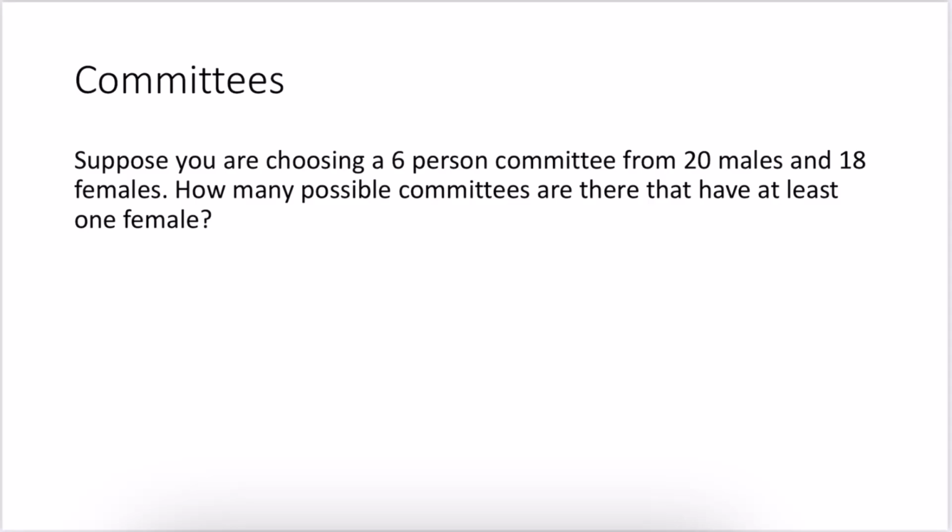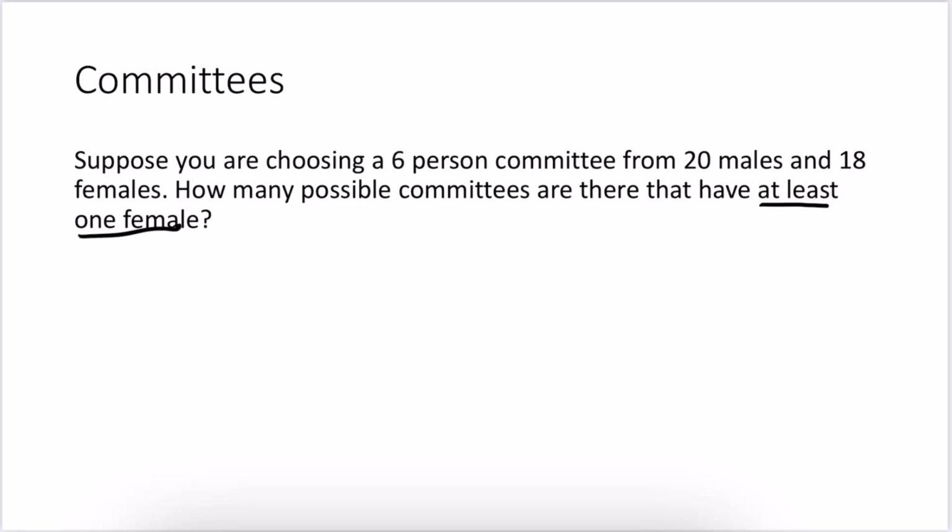Because on the last one we did, we were counting the number of ways you could choose exactly 2 team members from each grade level. And in this case, we're choosing at least 1 female. So in this situation, we are choosing a 6-person committee from 20 males and 18 females. And we're looking at how many possible committees there are that have at least 1 female.